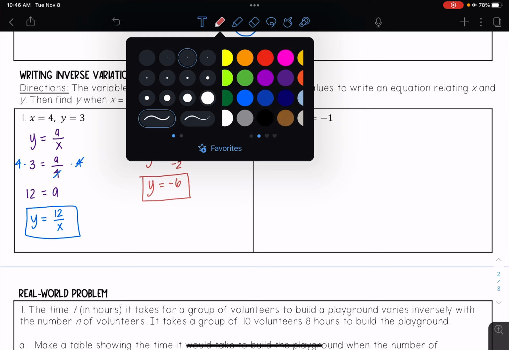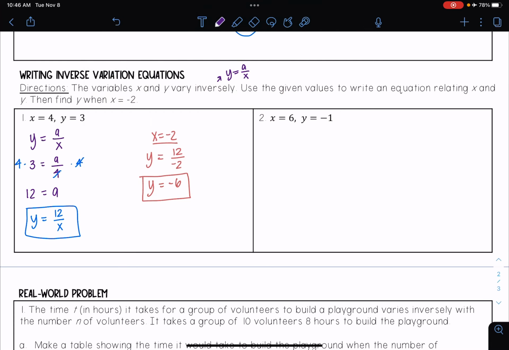Okay, let's look at one last one. So here I have x equals 6 and y equals -1. So I know for inverse variation that its equation is y is equal to a over x. Plugging in my values, I get that -1 is equal to a divided by x, which is 6.